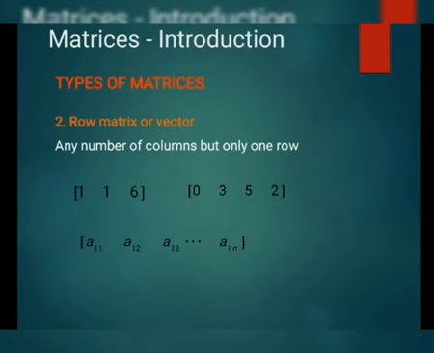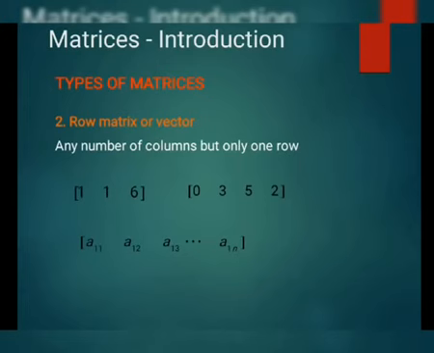In the first column we have only one element, that is 1. In the second column again we have one element, that is 1, and in the third column we have one element, that is 6. So in the first example we have one row and three columns. Similarly, the second example has one row and four columns. In the first column we have 0, in the second column we have 3, in the third column we have 5, and in the fourth column we have 2, and so on. For the third example, again it has one row and n number of columns.